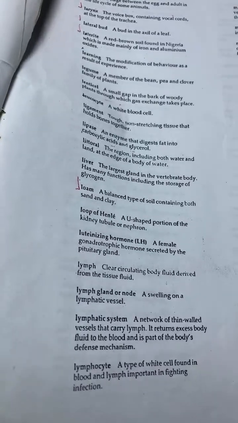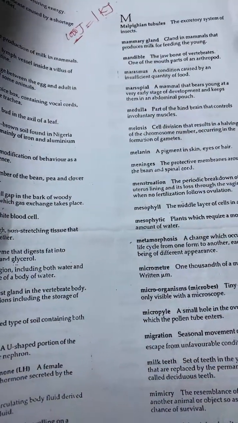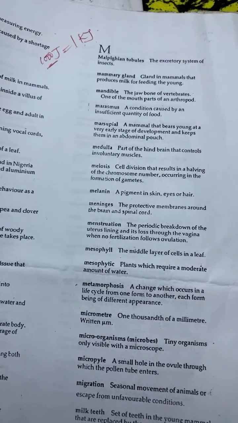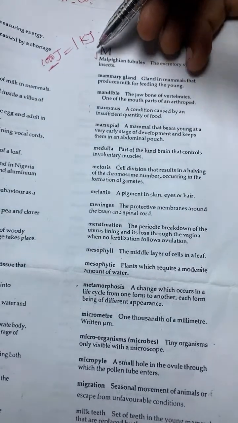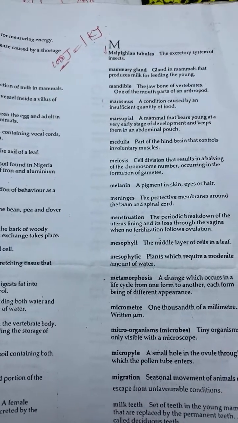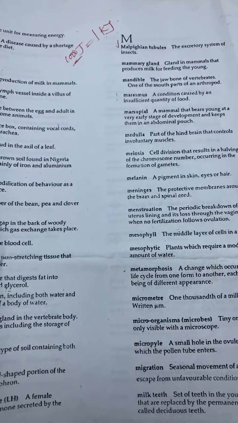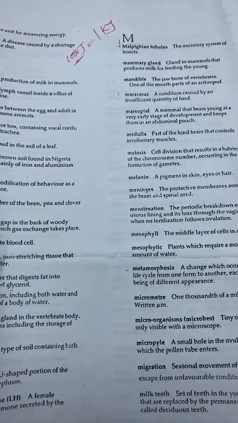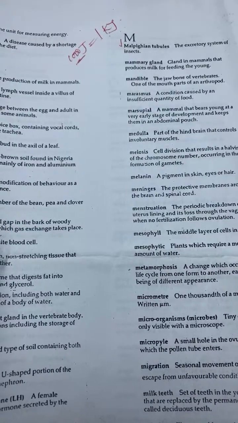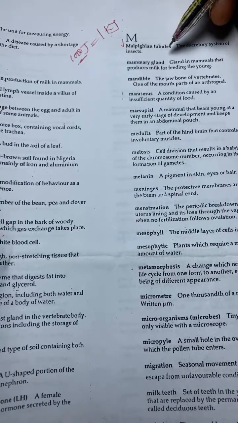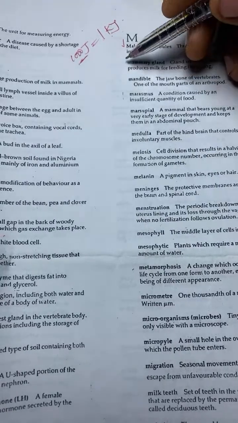Move on to M. We are getting there. We're getting there. Now, when we get to M, we say that M is what? The first one is Malpighian tubule. Is the excretory system of what? Of insects. So in your past question, they can say, which of the following is an excretory organ or system of an insect? If you see Malpighian tubule, do not think twice. That is the answer. Move on to mammary gland.